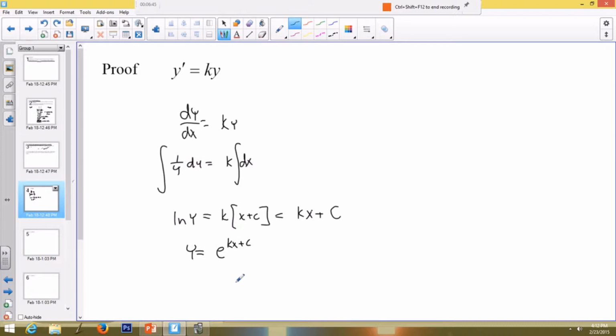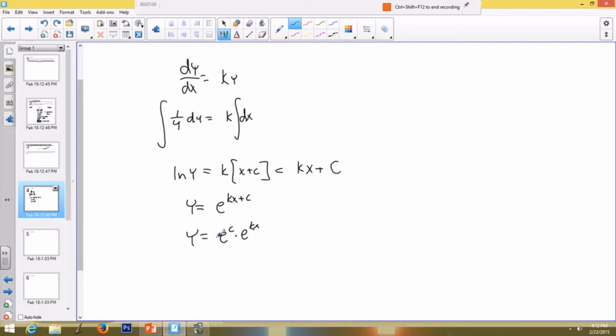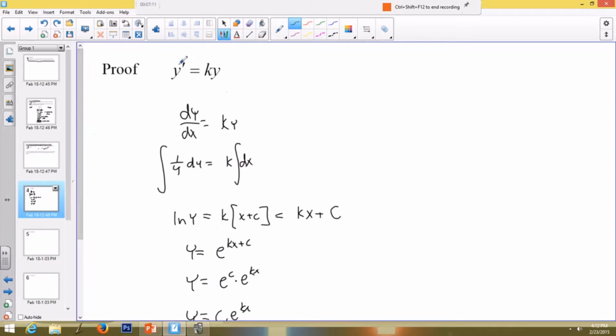And again, because of the addition here, we're going to separate that, and we'll have y equals, let's see here, e to the c times e to the kx. And again, e to some constant is just some new constant, so I'm going to leave that as c e to the kx. Well, this is my value for y, but what we were trying to show is that y prime is equal to k times y.